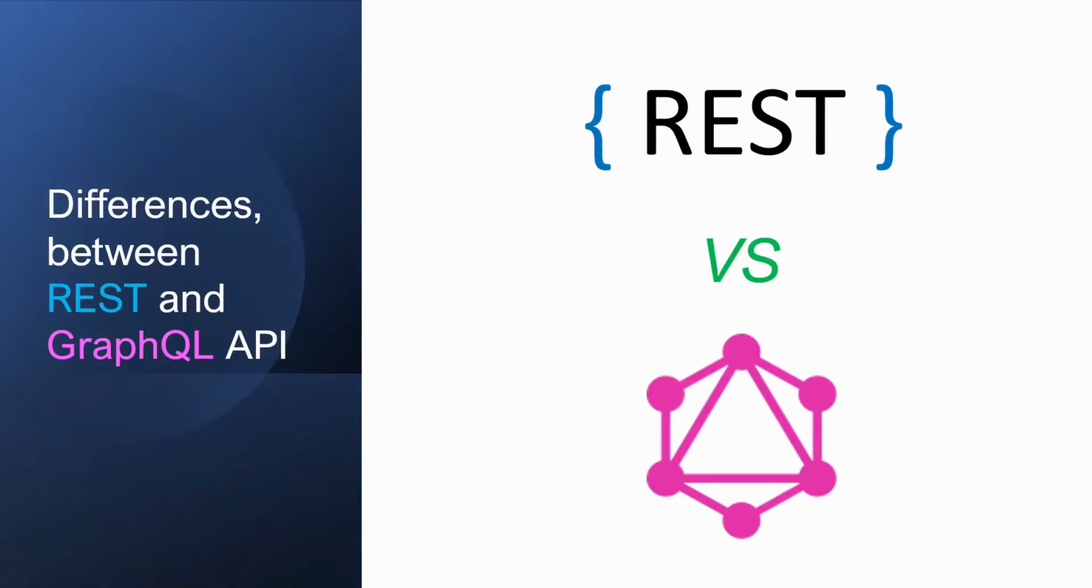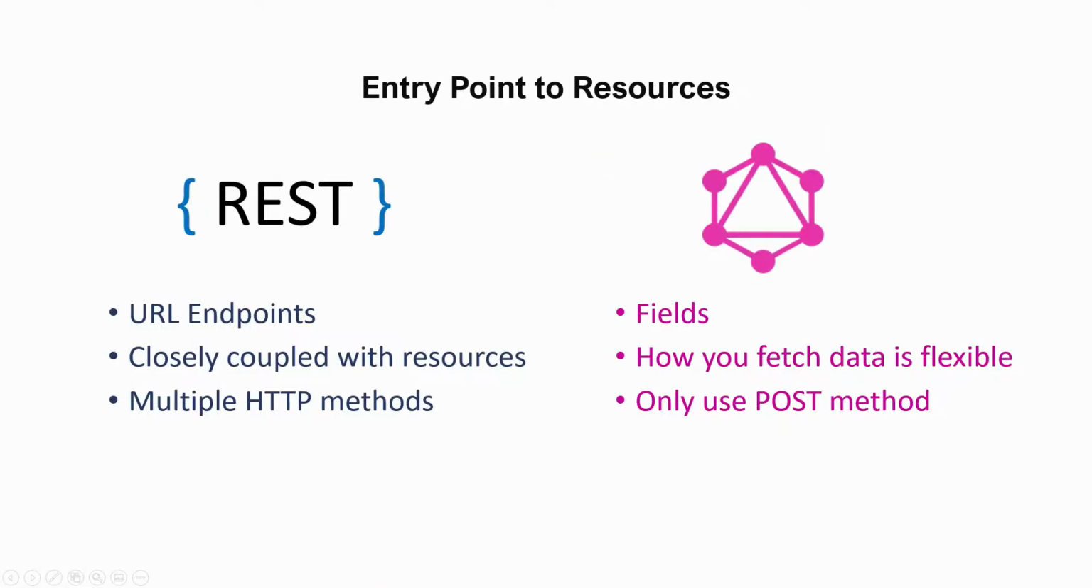and the GraphQL API and how those differences impact the development process and the application. Let's get started. The first difference we're going to discuss is the entry point to the resources. In REST and GraphQL API, they handle access to resources differently.